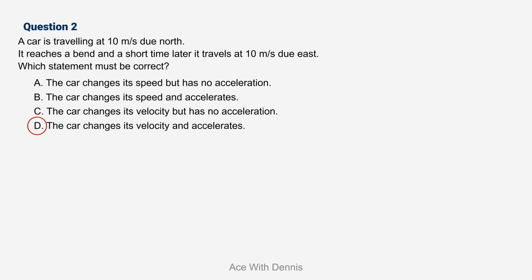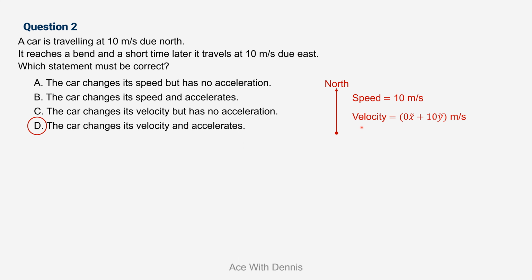The answer is D. The car changes its velocity and accelerates. So what is the reason? So now let's see the question. So this car is traveling at 10 meters per second due north. We can treat this as the velocity. So to illustrate, it travels to the north direction with the speed of 10 meters per second.